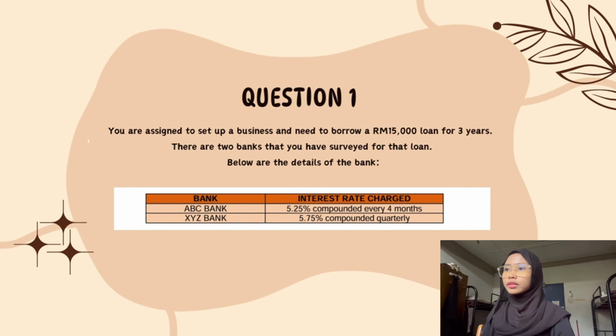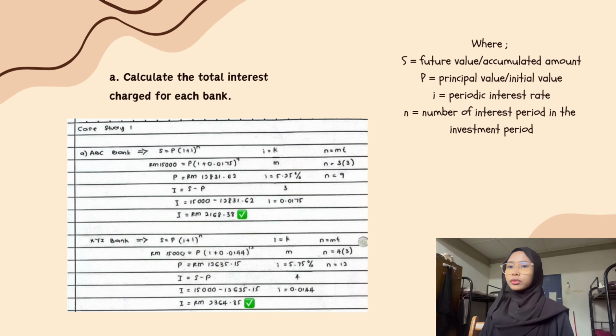Case study 1. You are assigned to set up a business and need to borrow a 15,000 ringgit loan for 3 years. There are 2 banks that you have surveyed for that loan. Below are the details of the bank. For the question A, calculate the total interest charged for each bank.